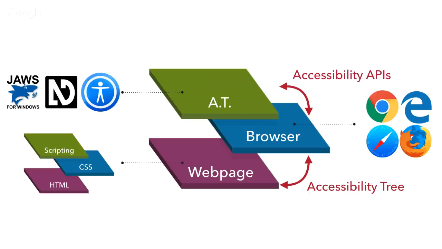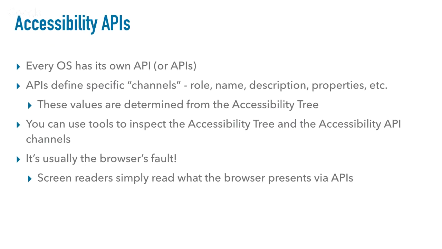Okay, now accessibility APIs. This is what happens between the browser and the assistive technology, the communication from the browser to the screen reader or other type of assistive technology that the end user is using. Every operating system has its own APIs. Sometimes multiple. In the case of Windows, there's multiple APIs. We don't need to get too involved in the specific details of the API itself and exactly how it works and what those channels and values are, but it's important to know that it's there.